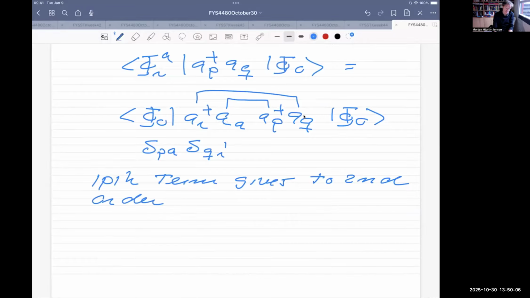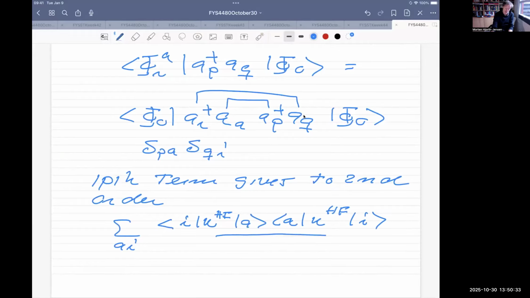It's going to give us a summation over AI. So AI is now the set of states lambda of a one particle, one hole type. And I'm going to get one term, which is I, and then I have my U Hartree-Fock, and then I have my state A, and then I have A, and then I have my U Hartree-Fock, I, and then I have to subtract from this one epsilon 0 minus epsilon IA.